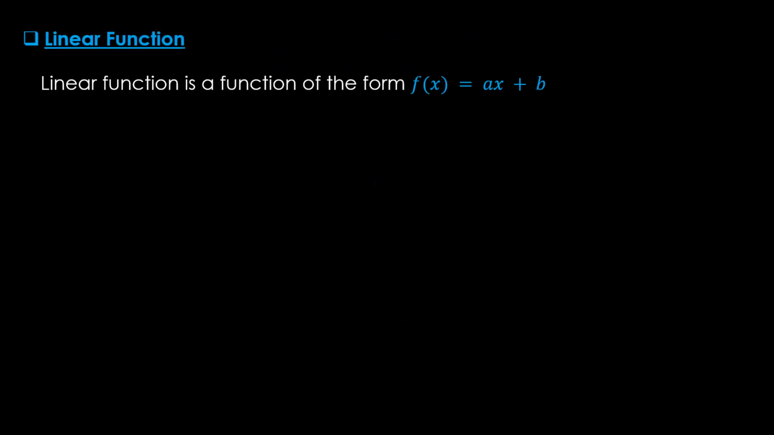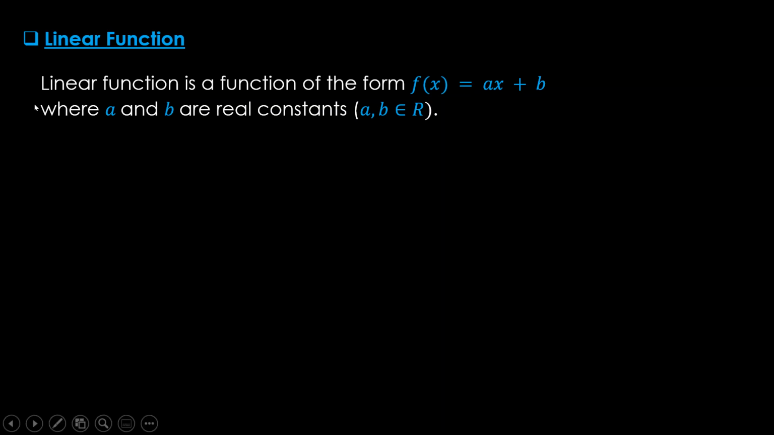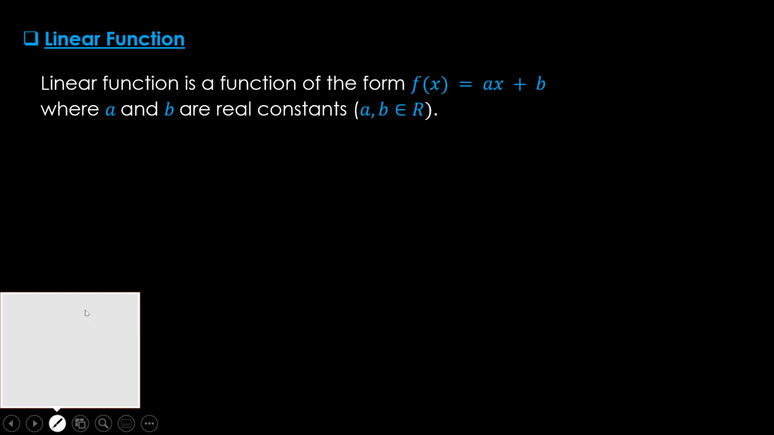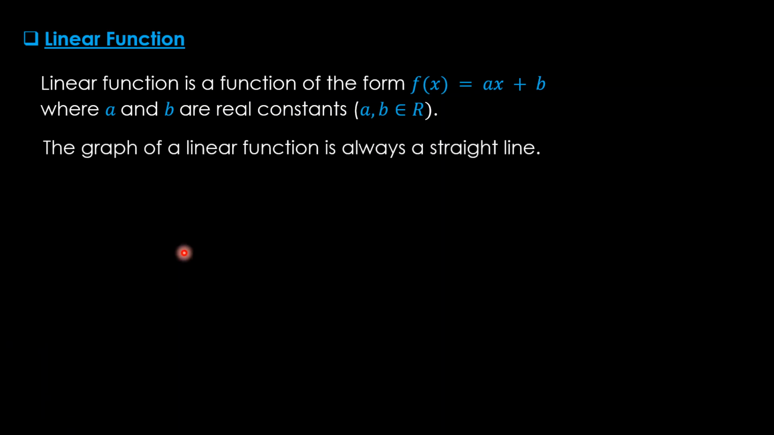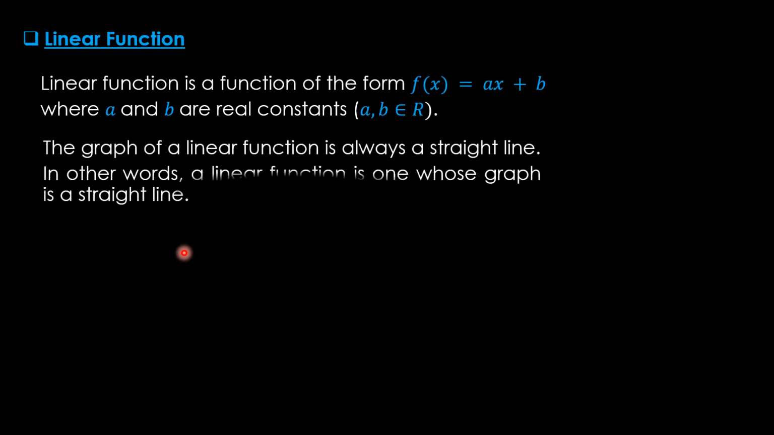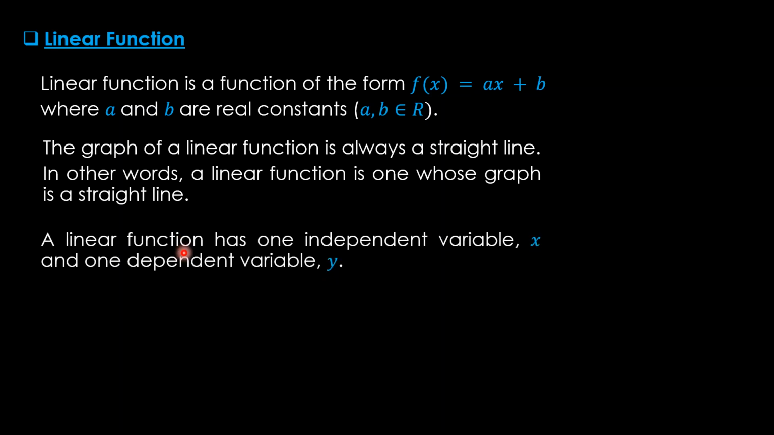So linear function. Linear function is a function of the form f(x) = ax + b, where a and b are real constants. a, b belongs to R, real numbers. The graph of a linear function is always a straight line. In other words, a linear function is one whose graph is a straight line. A linear function has one independent variable x and one dependent variable y.